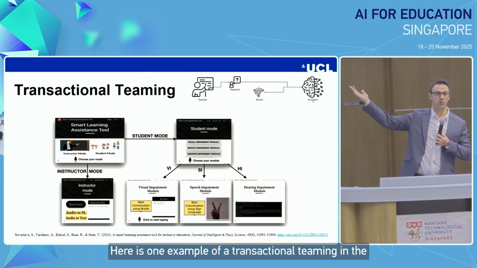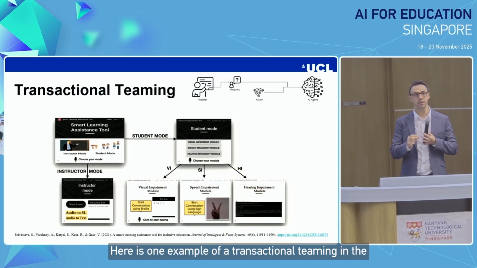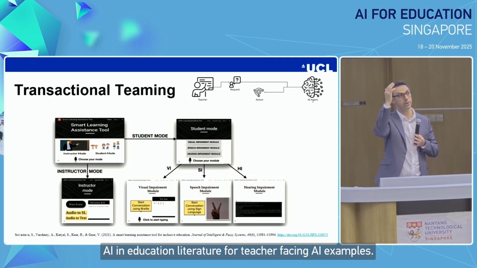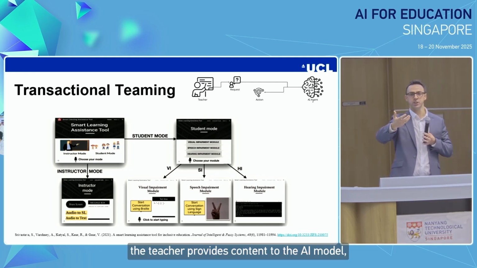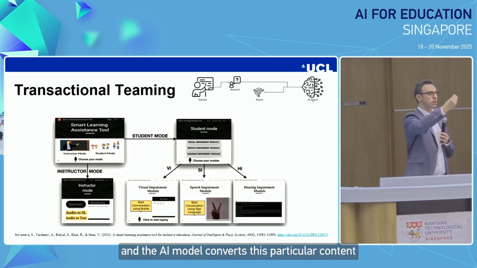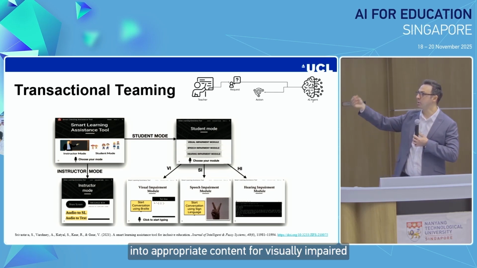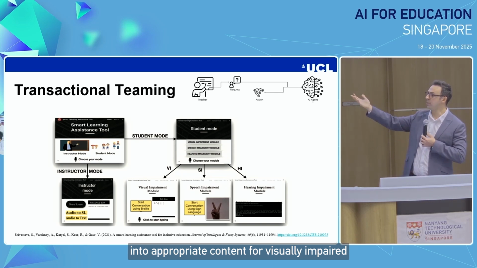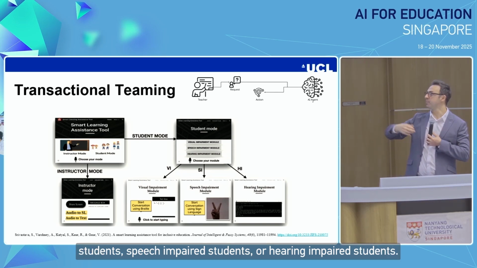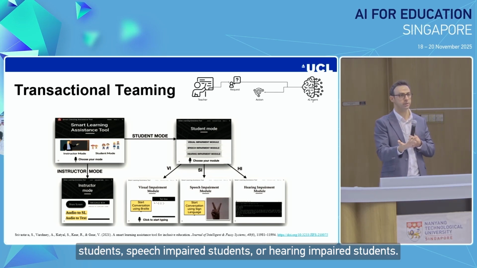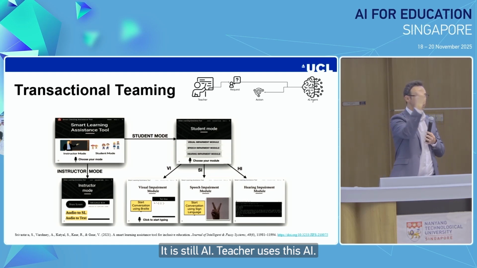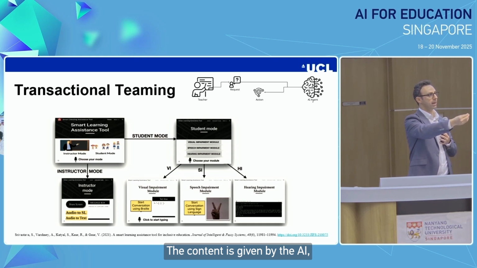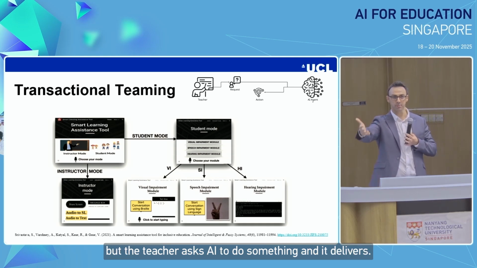Here is one example of a transactional teaming in the AI in education literature for teacher-facing AI examples. So in this particular case, the teacher provides content to the AI model, and the AI model converts this particular content into appropriate content for visually impaired students, speech impaired students, or hearing impaired students. So the interaction is very transactional. The teacher uses this AI, but the teacher asks AI to do something and it delivers.